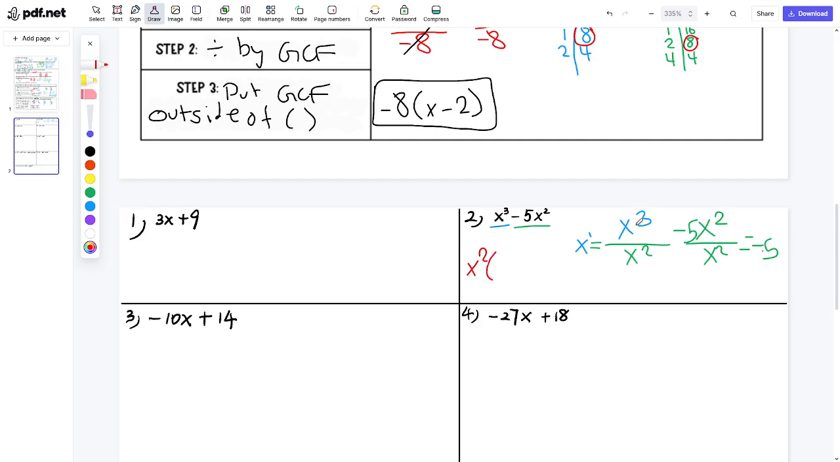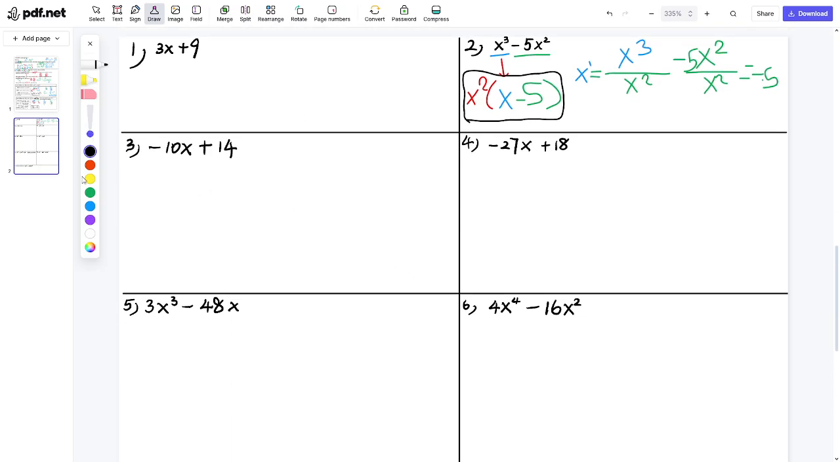times x cubed divided by x squared, which is x to the first power, or just x. That's where we get this from. And then for our other one, negative 5x squared divided by x squared is negative 5, just without the x squared. We took it out. It's out here now. This is our final answer: x squared times x minus 5.